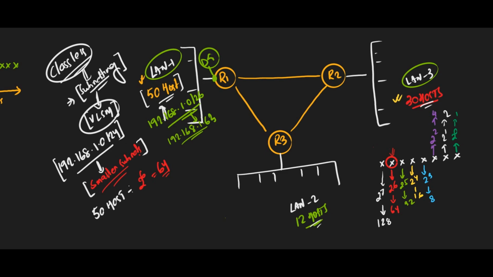Which is the second highest number? The second highest number is 30 hosts. In order to find 30 hosts, I need to find in the octet which value is greater than 30 and close to 30. So I will select 2 to the power of 5. I will not select the sixth bit because it is too far ahead. So I will use the value greater than 30, close to 32. For LAN 3, the number of hosts is 30. From a host perspective, 2 to the power of 5 gives us 32 addresses.